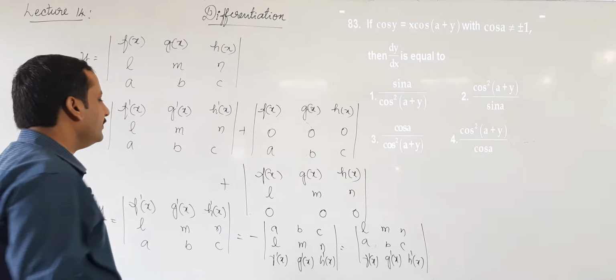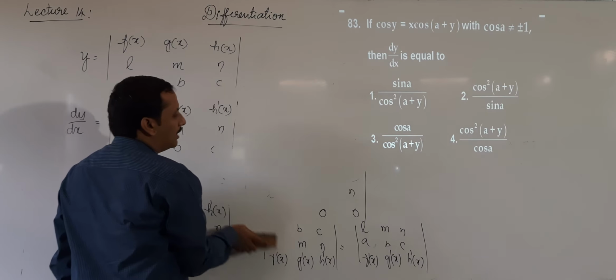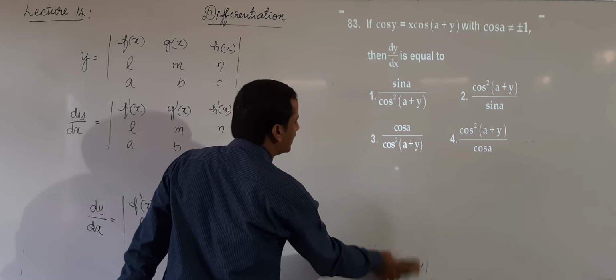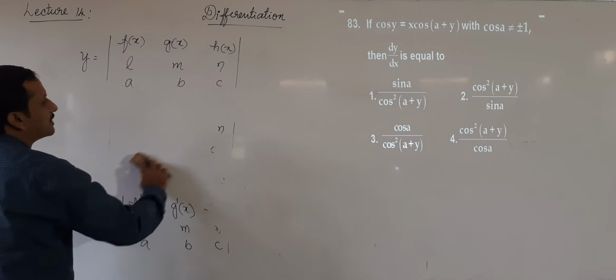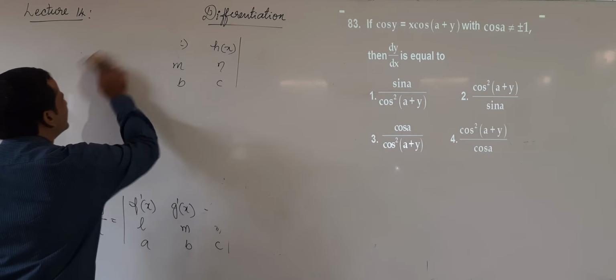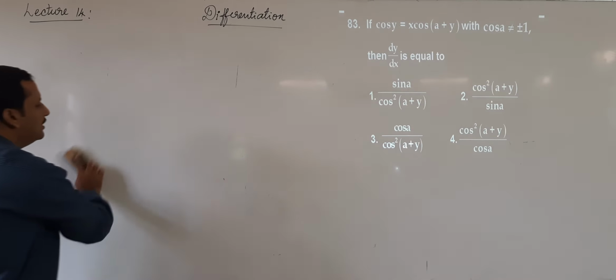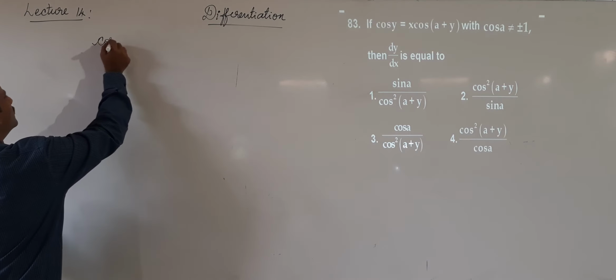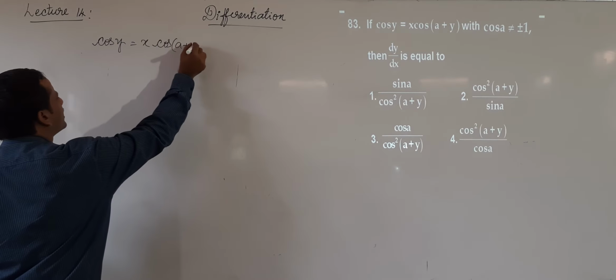83rd. If cos y is equal to x into cos(a plus y), with a not equal to plus or minus 1, then dy by dx is equal to... Okay, so they have given that cos y is equal to x into cos(a plus y). We want to find out what is dy by dx.